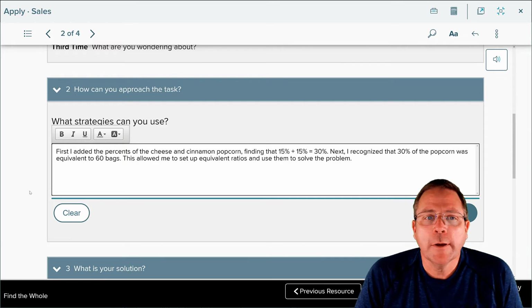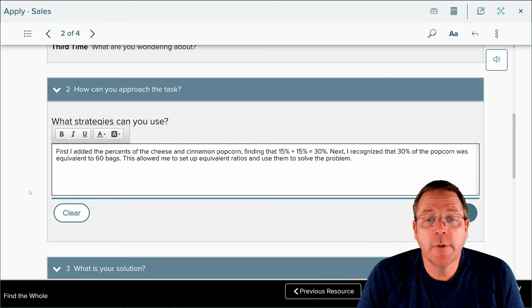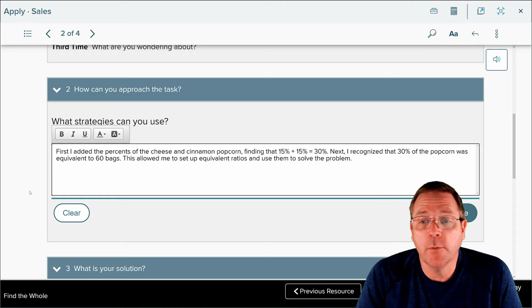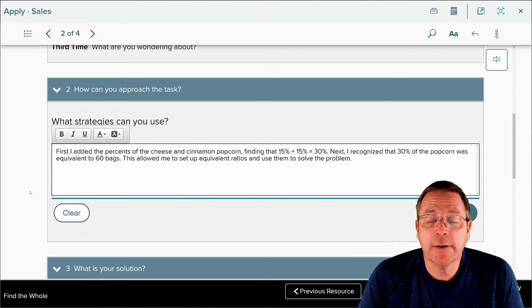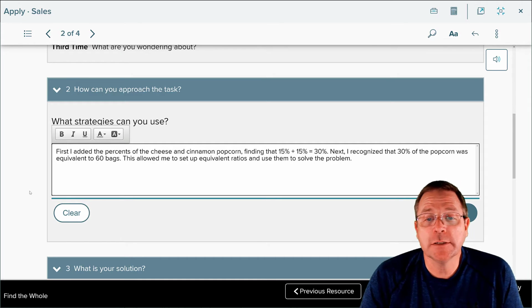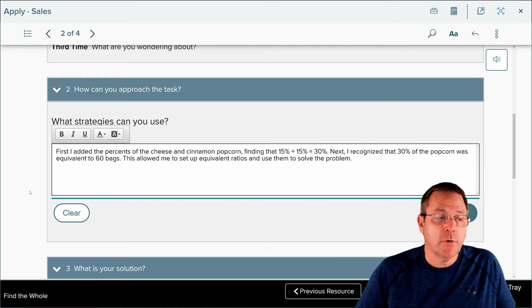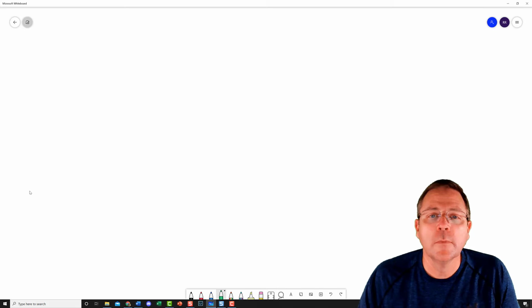So what did I write down? I wrote down that first I added the percents of the cheese and cinnamon popcorn, finding that 15% plus 15% equaled 30%. Next, I recognized that 30% of the popcorn was equivalent to 60 bags, and this allowed me to set up equivalent ratios and use them to solve the problem. That supporting work will look like this.